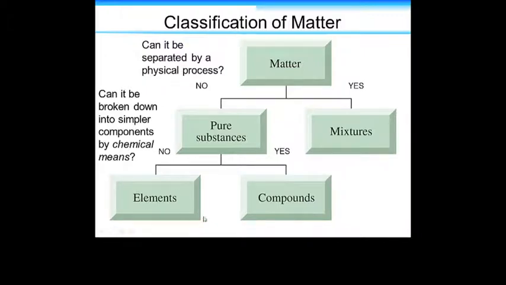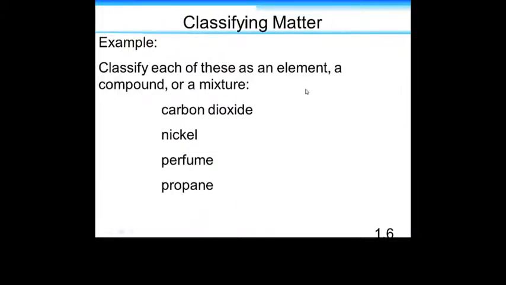Once you have something that can be no longer subdivided, you have essentially an element. We refer to an element as the fundamental form of matter. The elements themselves are all made up of atoms with different properties, but we'll get to that later on. So as an example of using that classifying tree, let's look at these different substances. We have carbon dioxide, nickel, perfume, and propane.